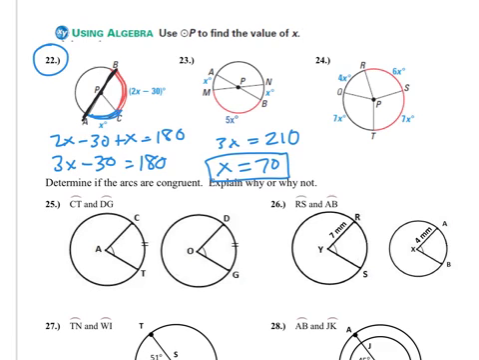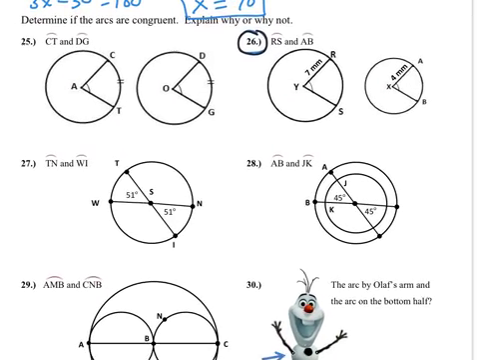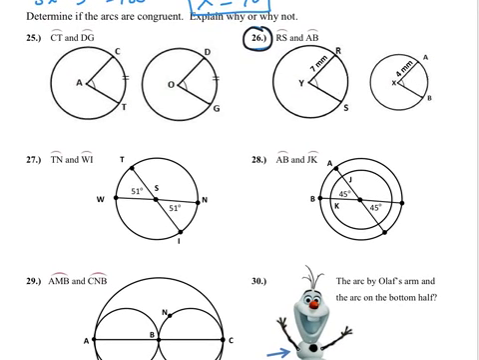Alright, finally, let's take a look at 26. We talked a little bit about congruent circles and arcs in a same circle and whether the arcs are congruent or not. So, they want us to see if arc RS is equal to arc AB.